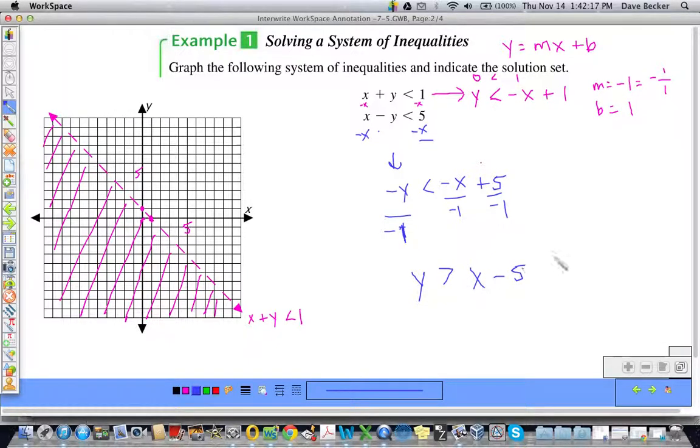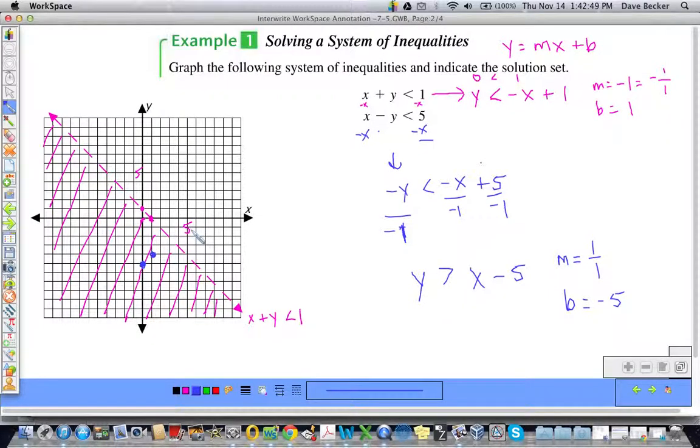So my slope for this one is 1 over 1 because the coefficient of the x term is 1, and my y-intercept is negative 5. Okay, so I'm going to go down to negative 5, 1, 2, 3, 4, 5, right there. And my slope is positive 1 over 1, so I'm going to go up 1 and right 1. Then I'm going to draw my line through those 2 points.